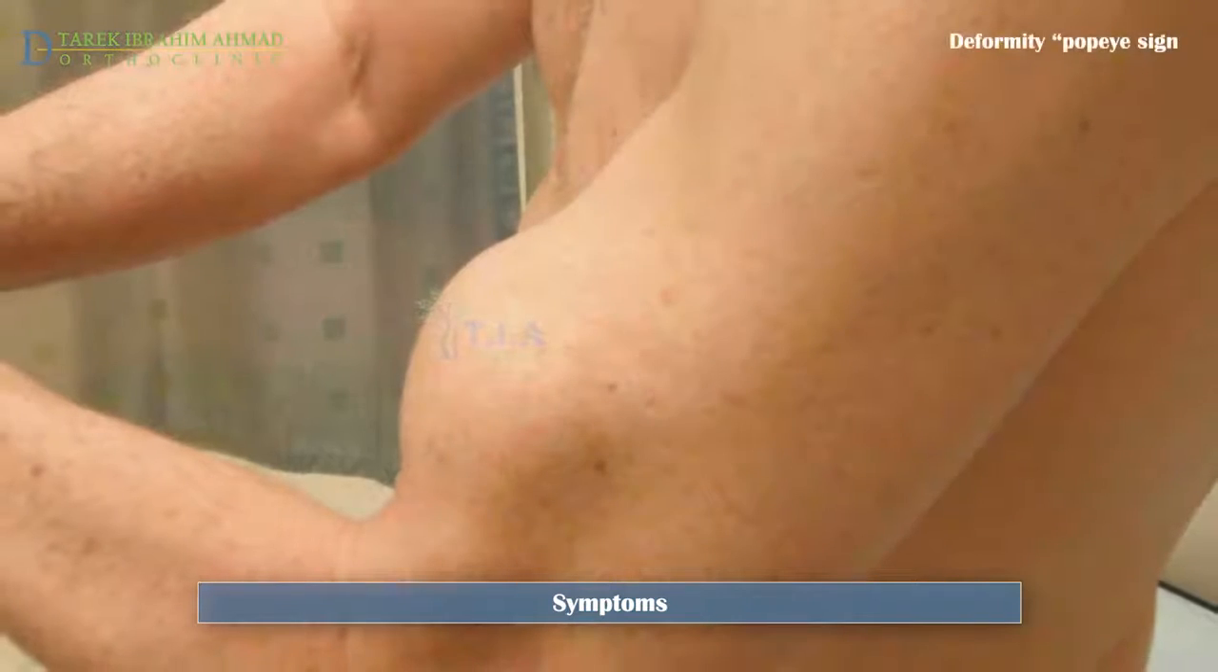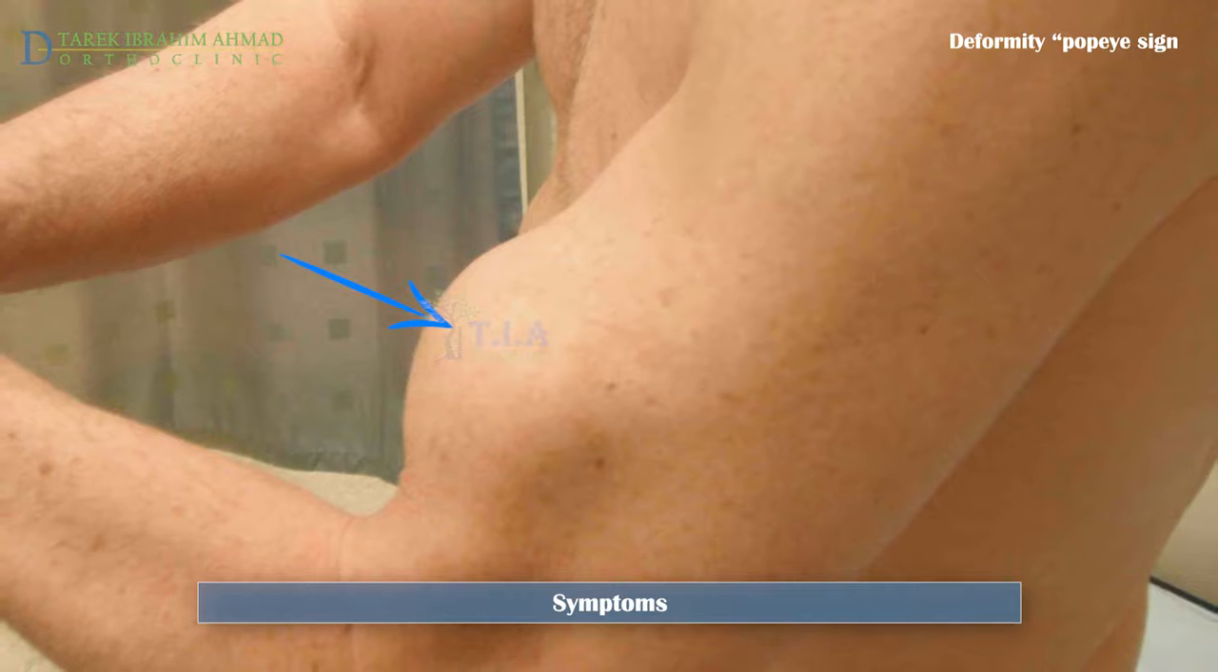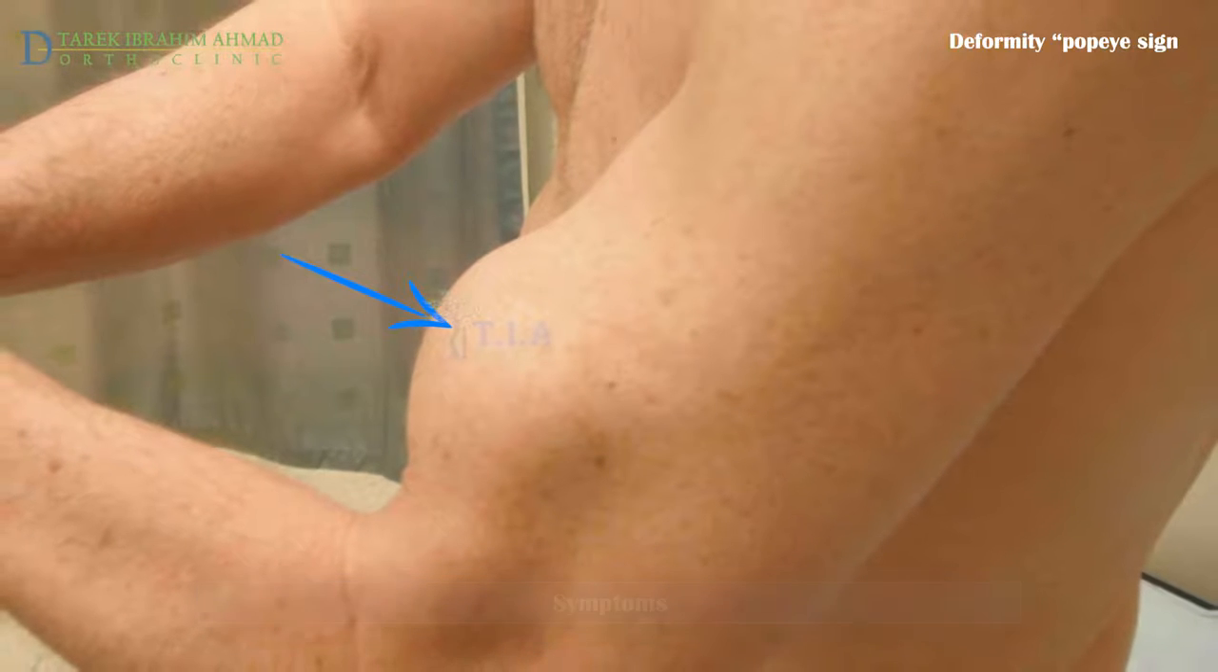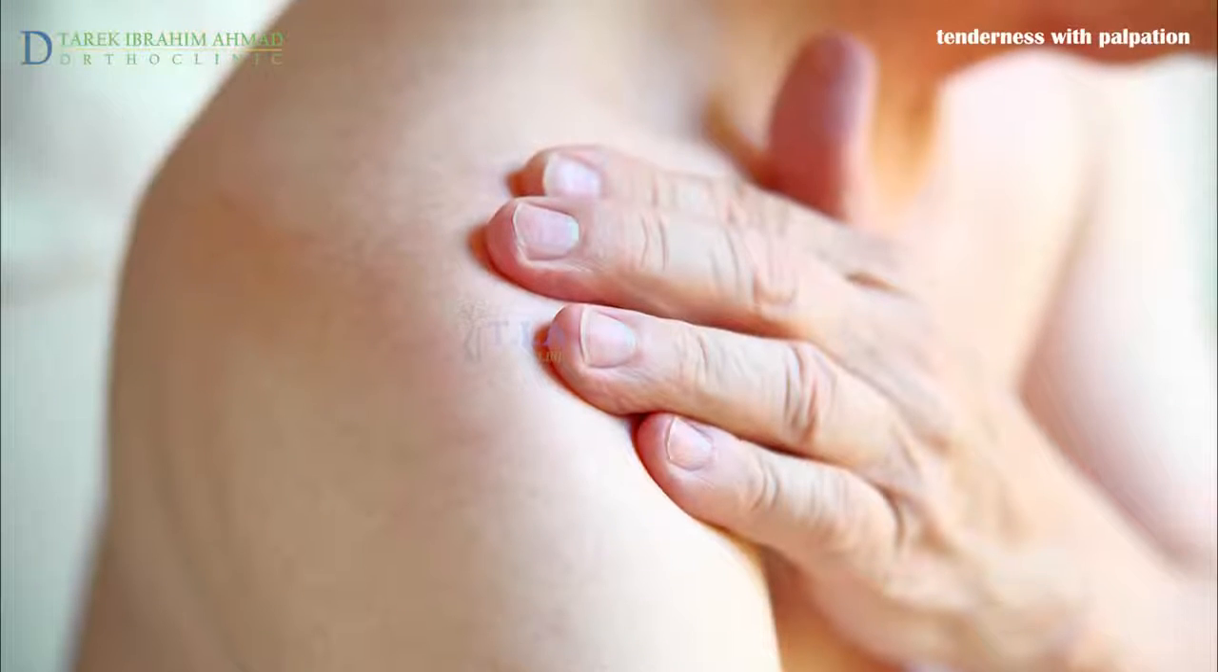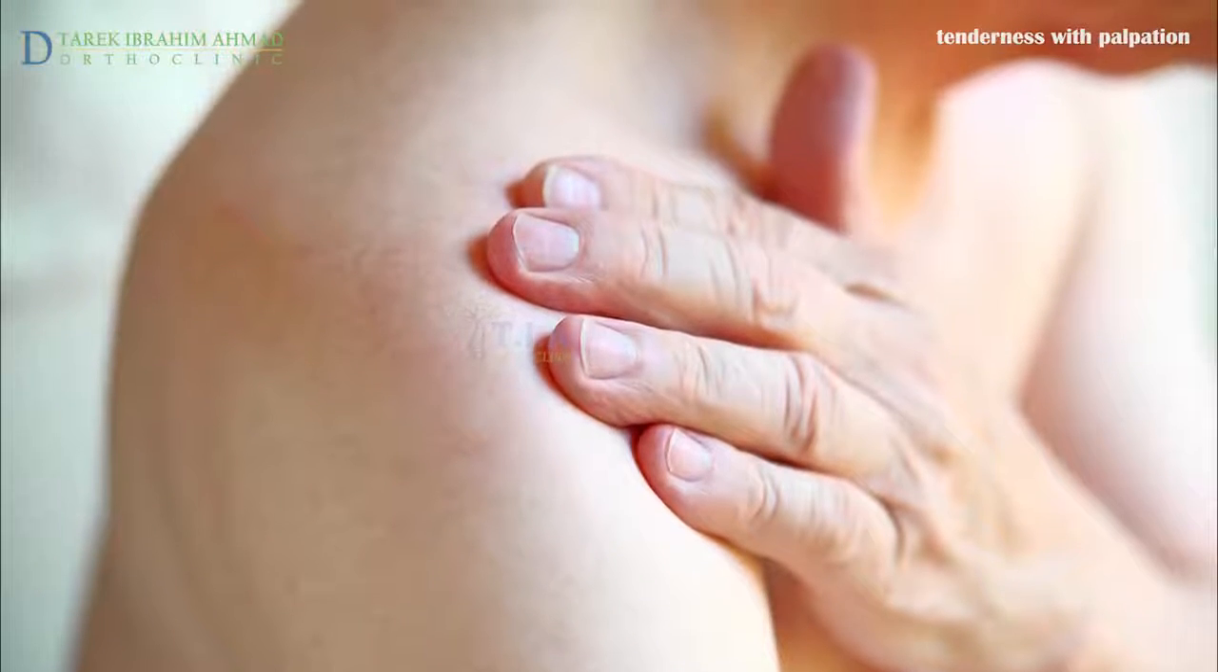A cosmetic deformity of the biceps called a Popeye sign. This happens when the muscle belly of the biceps drops down toward the elbow. Tenderness with palpation over the bicipital groove.